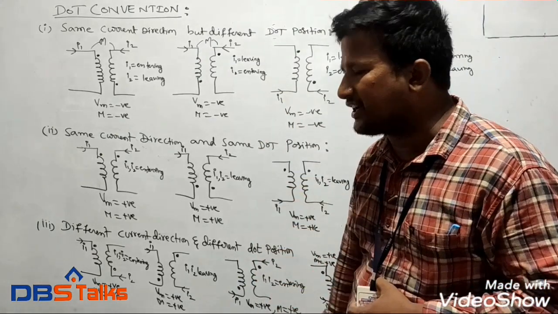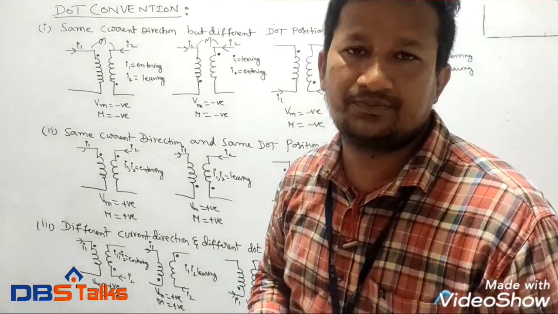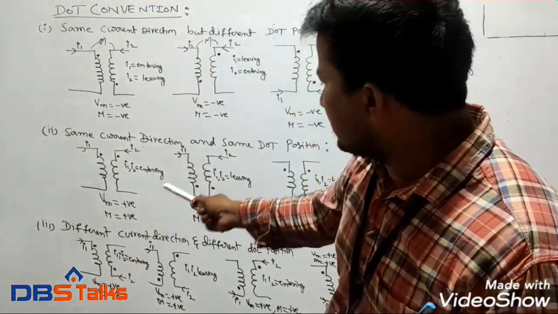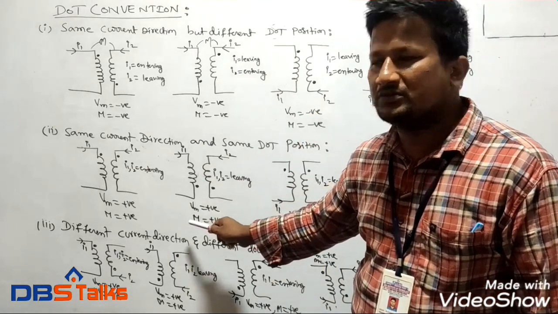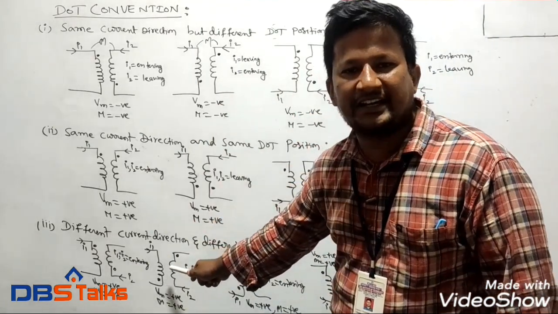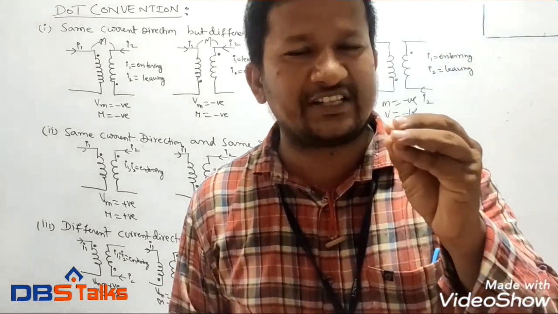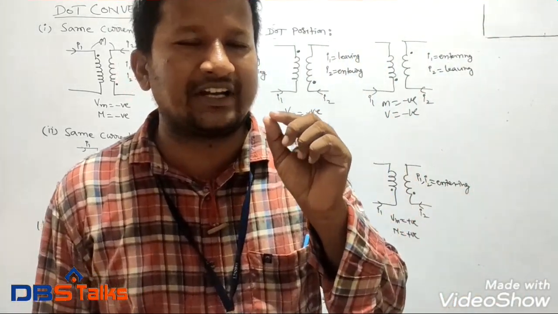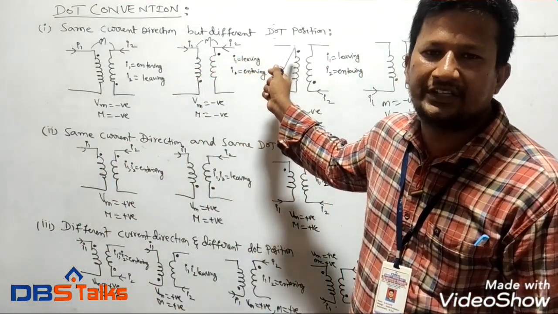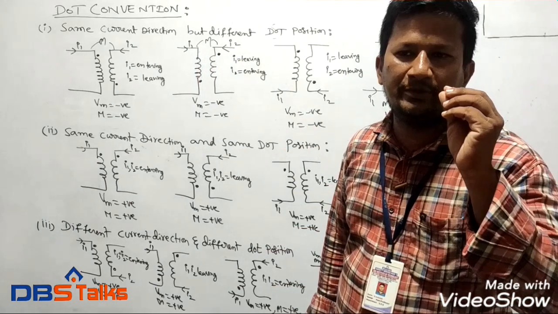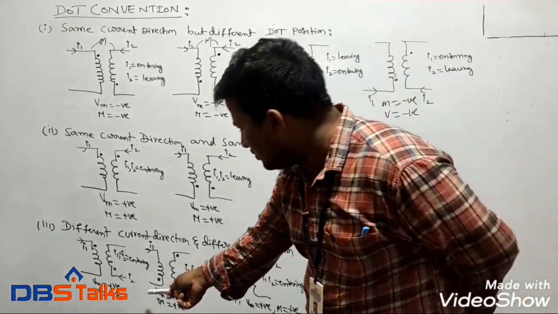Now coming to the third case, different current directions and different dot positions. Say here same current direction, same dot position, positive value. Say different current directions and different dot positions, the value is also the same. Voltage must be positive and mutual inductance is also positive. The only thing is, with different dot positions and the same current direction, the mutual induced EMF between two circuits must be a negative value. Here look at the picture.